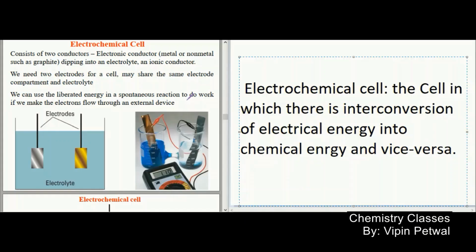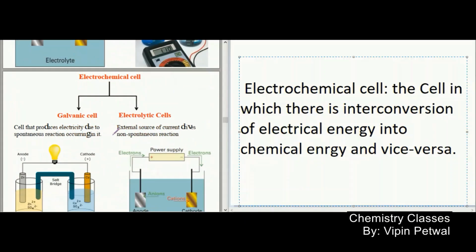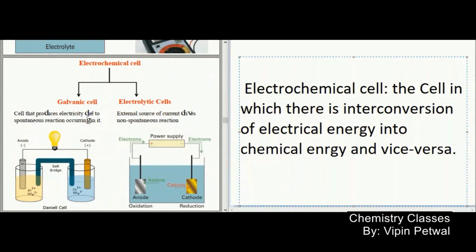And the electrochemical cell is divided into two types of cells. One is the galvanic cell and another one is the electrolytic cell. What is a galvanic cell? A galvanic cell is the cell that produces electricity due to the spontaneous reaction occurring in it. Whereas an electrolytic cell uses an external source of current, which is used here to cause a non-spontaneous reaction.